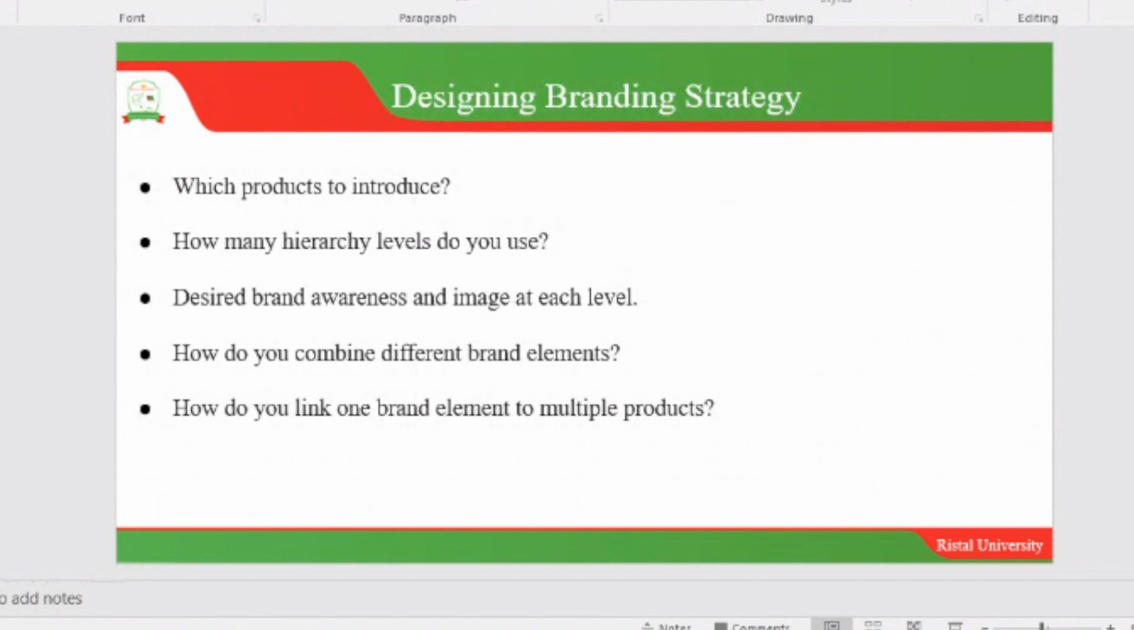So some of the strategies in designing is that you need to understand which products to introduce, and also how many hierarchy levels do you use, and also you need to look at the desired brand awareness and the image at each level. How do you combine different brand elements? How do you link our brand, introducing you to the idea of trying to look at different competition and understand your population or your target group.